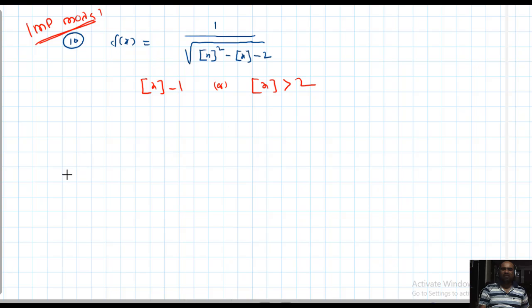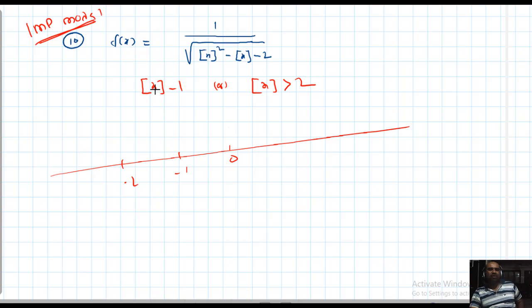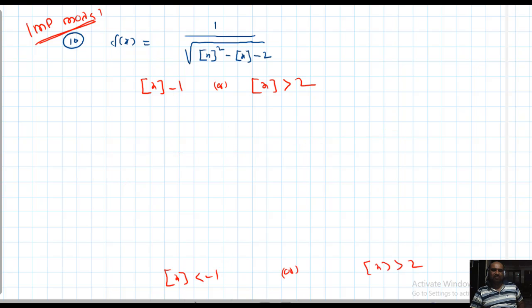Yeah, take the number line, students. First of all, I want to explain the concept. What value should we take? One minute. Yeah, less than minus 1. I wrote wrong here. Less than minus 1.